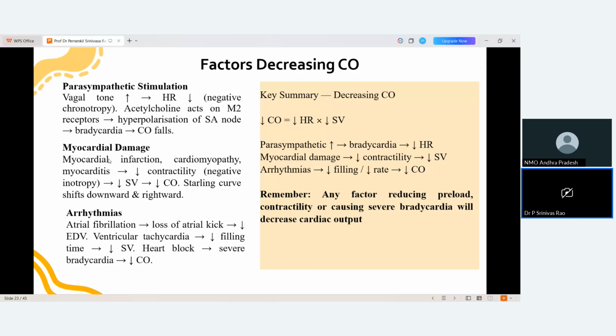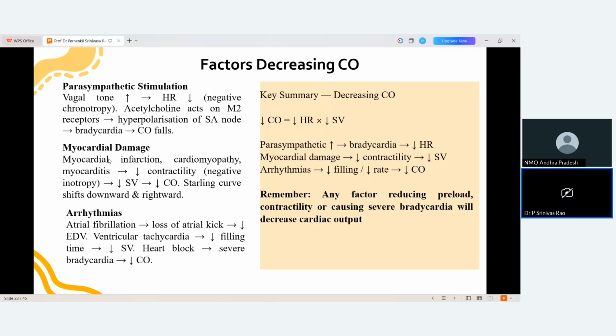What happens in atrial fibrillation? I told you there is a loss of the atrial kick. What is the atrial kick? 20% of the end diastolic volume is formed by the contraction of the atria in the last part. Understood? So this does not happen in atrial fibrillation. So the atrial kick will not be happening, so it reduces the end diastolic volume.